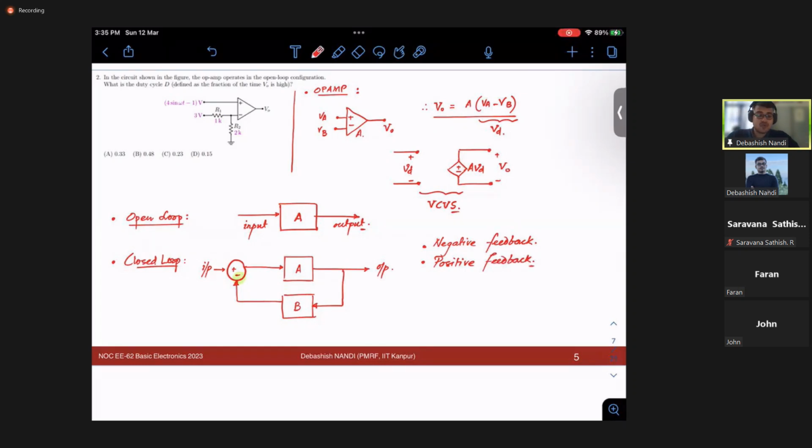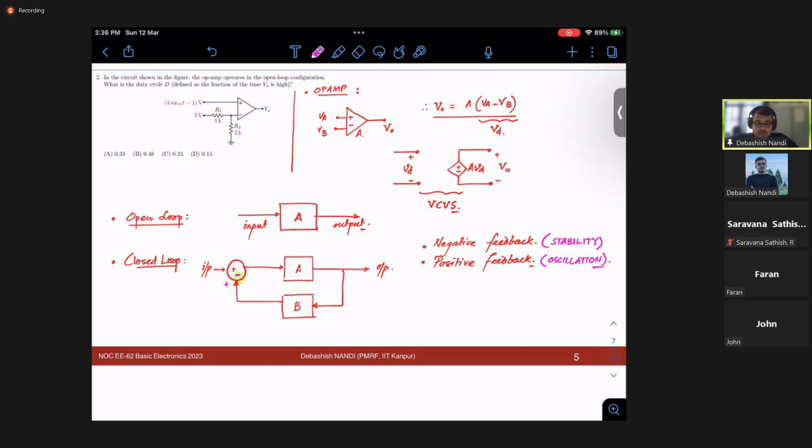So why do we need negative feedback? The main purpose of negative feedback is to provide you stability. And where does positive feedback get used? It gets used in oscillation, right? To create oscillation, you generally use positive feedback. Now, if this is negative, it is negative feedback. If this is positive, then it is positive feedback, right? So why do we need negative feedback?